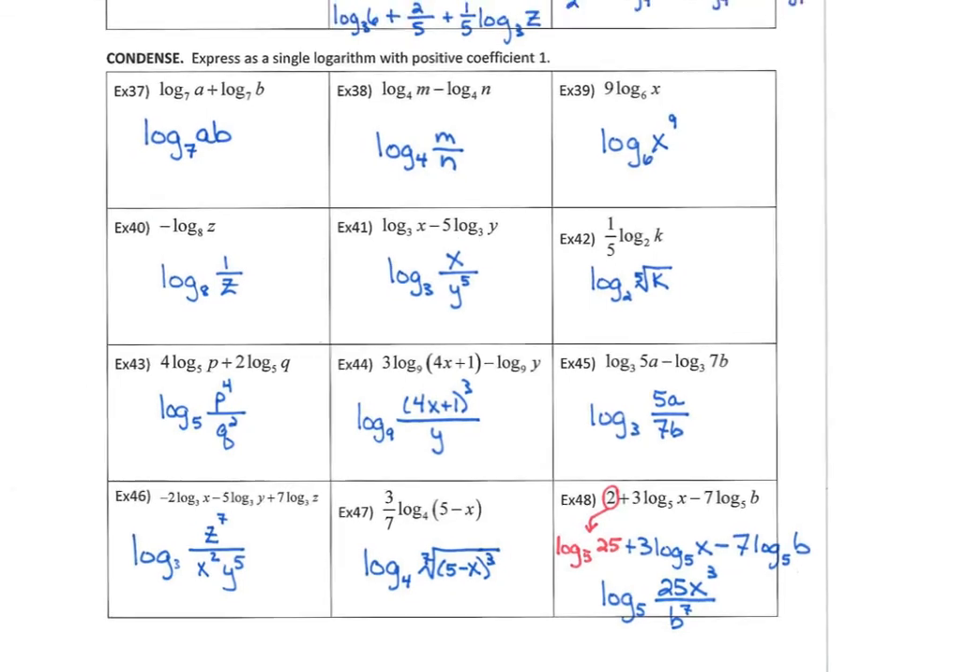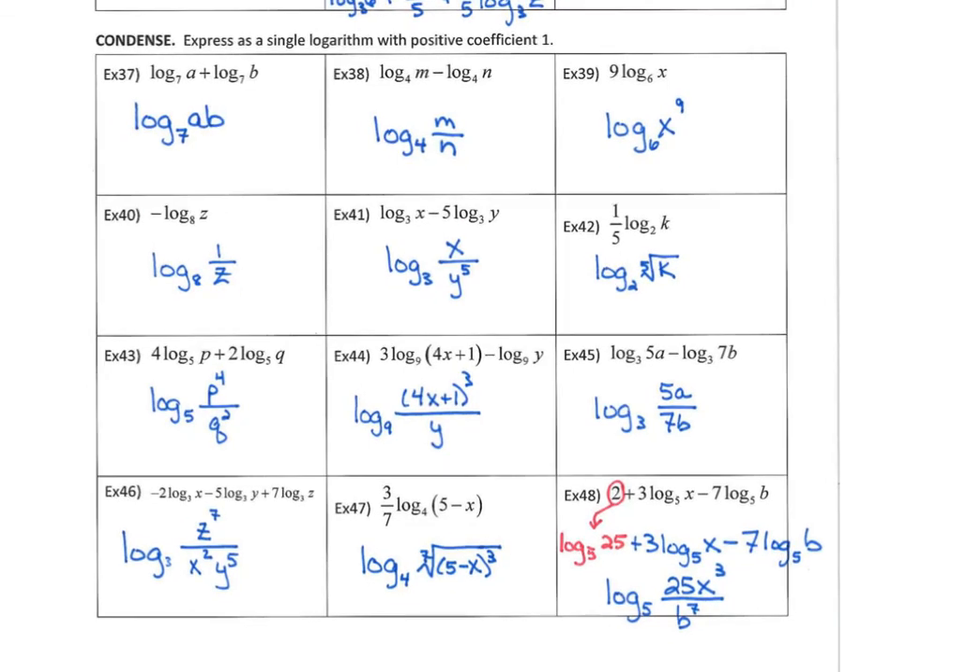Remember that you really need to look at the directions. Where it says expand, you're making the problem bigger with a bunch of logarithms being added or subtracted. Where it says condense, you're taking everything that's in multiple terms and making it just one term with one logarithm that doesn't have an x, or does not have a coefficient.